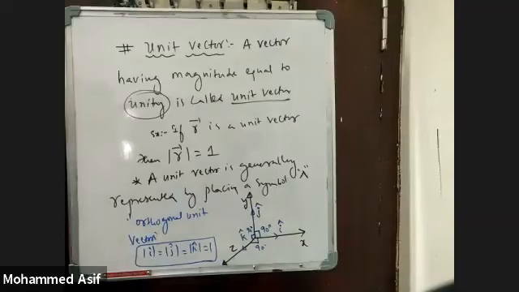So I hope you got an idea how a unit vector is represented. If it is along the x-axis, it is represented by I cap. If along the y-axis, by j cap. If along the z-axis, by k cap. The angle between them is 90, so they are called orthogonal unit vectors.